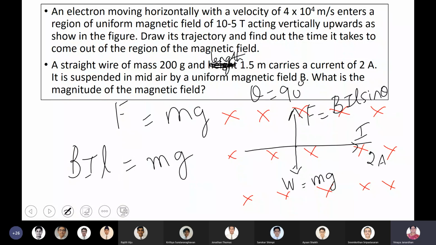So the length is 1.5 meter. Take acceleration due to gravity as 10. Mass is 200 into 10 to the power of minus 3 kilograms. Current is 2 amperes. So your answer should be approximately 0.67 Tesla. Just check. Yes, ma'am. It's fine.